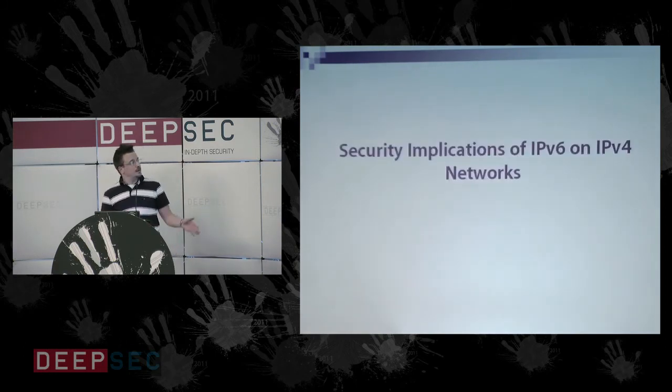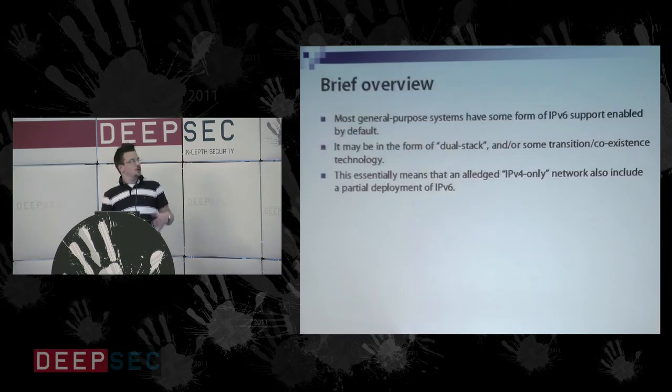And finally, some words on the security implications of V6 on V4 networks. Usually people think that, well, if my network is V4 only, I don't really care about IPv6. I have not deployed it. But the thing is that, as I said before, most general purpose operating systems do have support for native IPv6 and also for transition technologies. So that really means that even if you have what's supposed to be an IPv4-only network, you really have a partial deployment of IPv6 anyway.